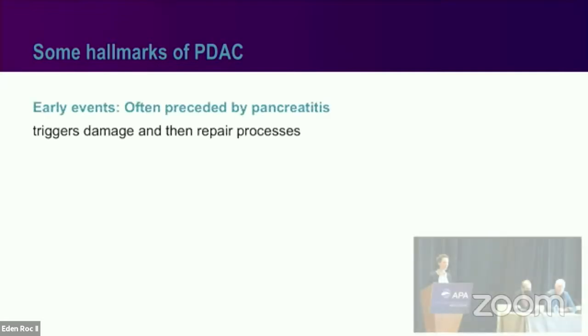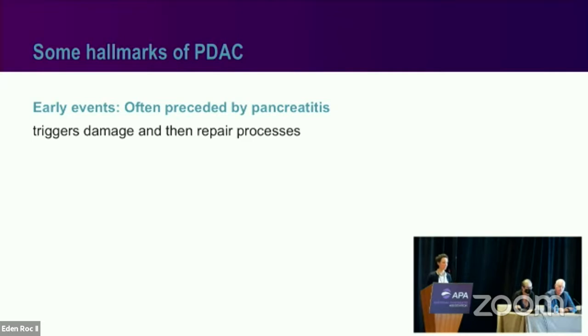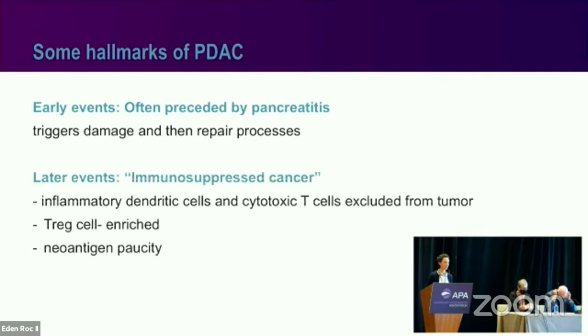And so I would like to highlight some hallmarks of PDAC that really made us enter that field. The first is that PDAC is often preceded by pancreatitis, which is thought to trigger damage and then repair processes. And then later events probably are that it's an immunosuppressed cancer. Some of the hallmarks of that are that inflammatory dendritic cells and cytotoxic T cells are excluded from the tumor. By contrast, it's Treg enriched, and it's also a cancer that suffers from relative neoantigen paucity.